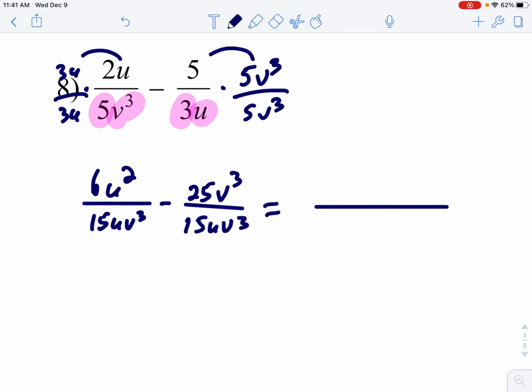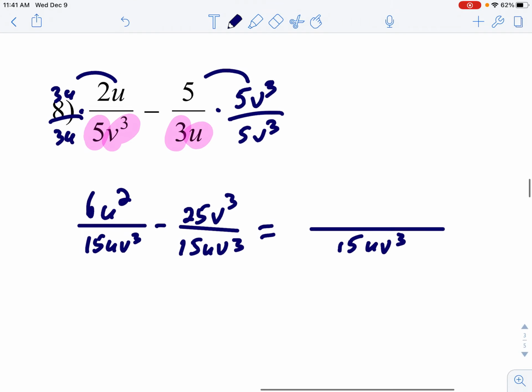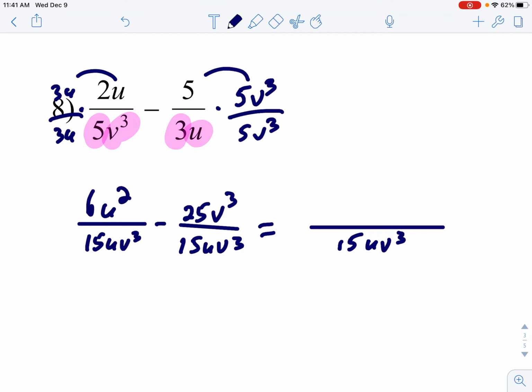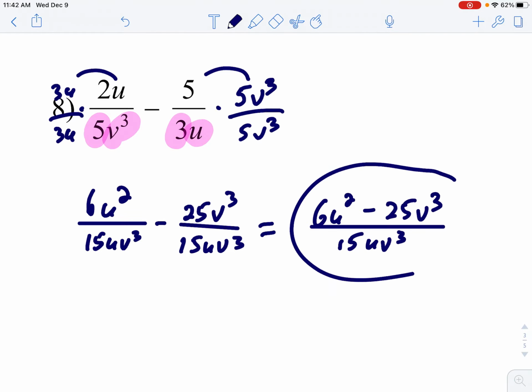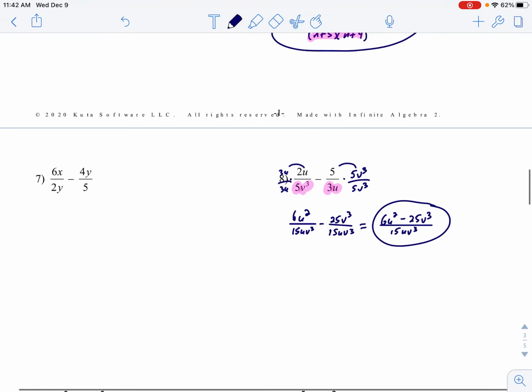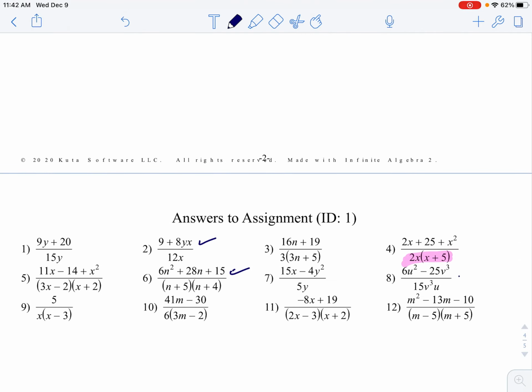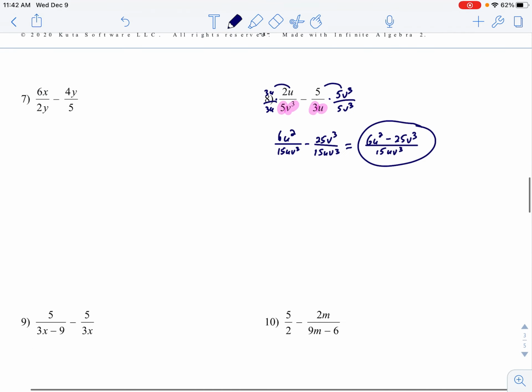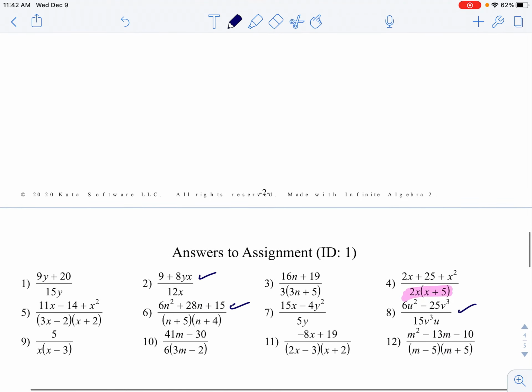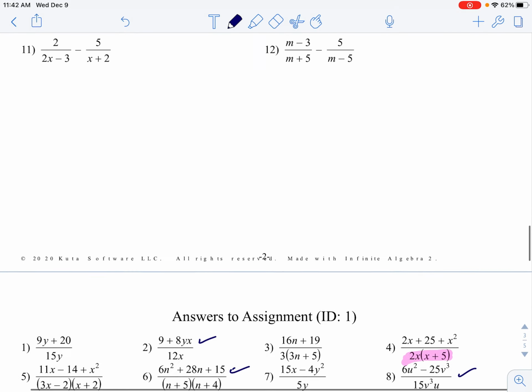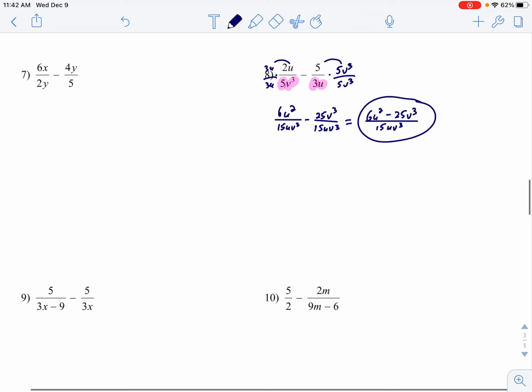So if I combine those together, 15uv to the third is the denominator. The top does not consist of any like terms, so I just write 6u squared minus 25v to the third, and that should be the answer to number 8. And is that right? Yes. Looks good. All right, excellent.